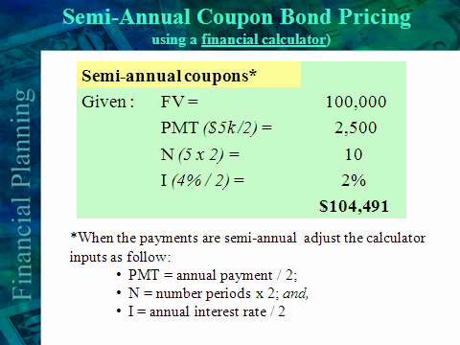The inputs for the calculator are depicted on this table. Notice the face value remains at $100,000. The coupon payments are cut in half, $2,500, because you receive them twice a year. The number of periods is doubled, so 5 times 2 is 10. And the interest rate is cut in half, shown here as 2%. Solving, you get $104,491. You discover that the present value of the bond increased slightly.